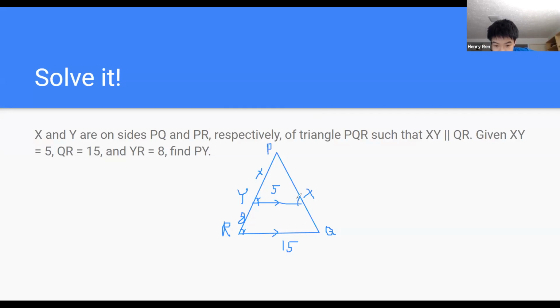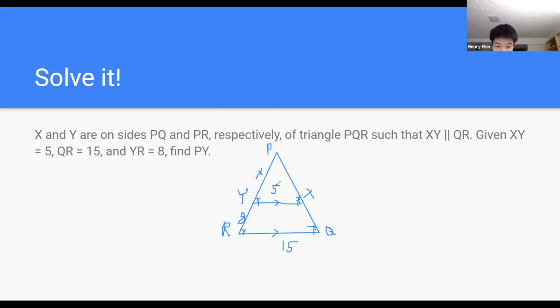All right. And then on the other side, there's also another transversal. So we have these two angles. All right, this creates AA similarity, angle-angle similarity. We have two triangles, PYX and PRQ, that are similar to each other. Now, by definition of similarity, the side lengths of these two triangles are proportional. So therefore, they have the same ratio between them.